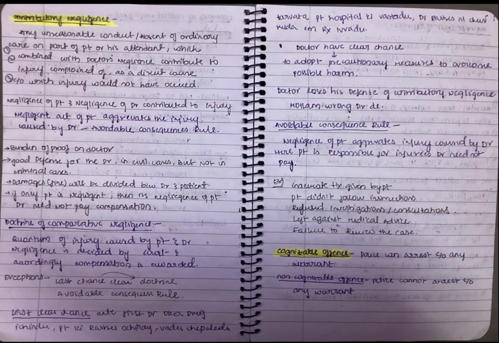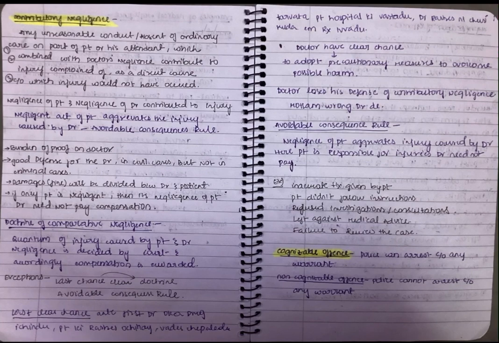And exceptions. The last clear chance means, see, if a doctor gave some drug to the patient and the patient developed some rashes and the patient did not complain to the doctor, it is his fault. Later the patient comes for the second visit to the doctor and the doctor noticed the rashes but did not do anything. Here the fault is with the doctor. So here the doctor is punishable. That means the doctor has to pay the compensation.